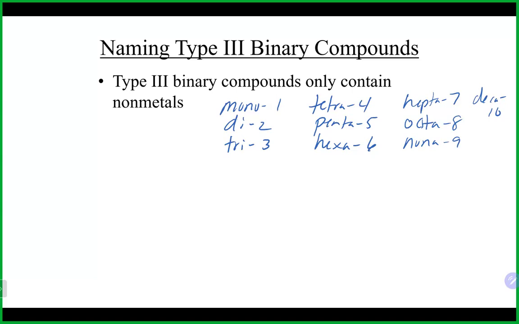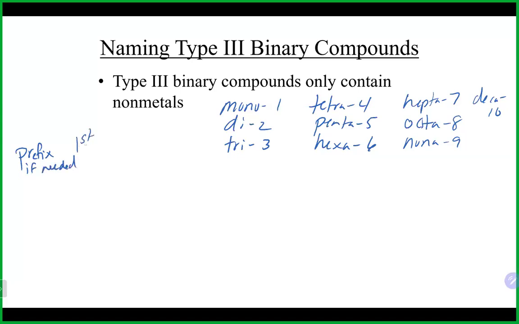How do we go about naming these? Well, pretty much the first element in the formula gets named first, the second element goes second. So just like it's written in the formula, you name it. You actually do prefix if necessary.